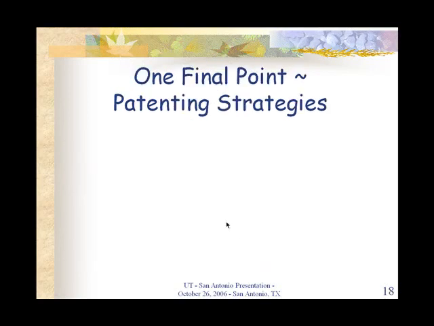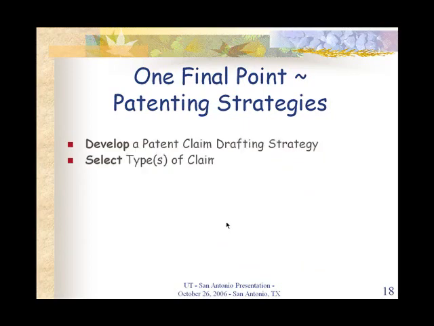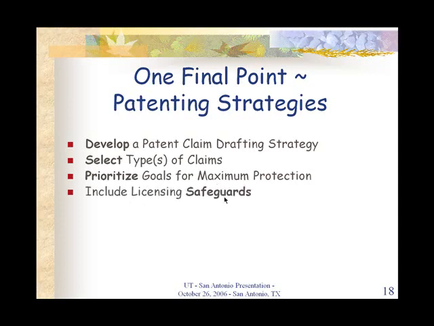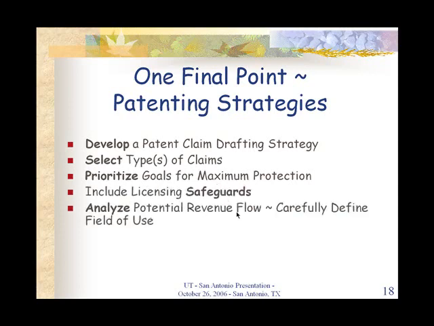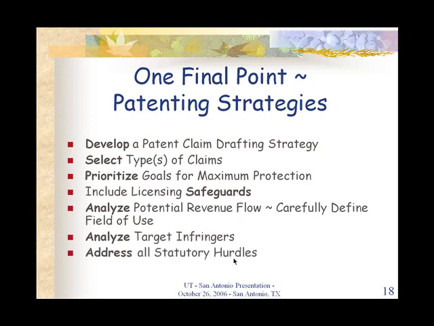So one final point on the patenting strategies. Develop a patent claim drafting strategy altogether. Select the types of claims to be made. Prioritize the goals for maximum protection. Include licensing safeguards. Analyze potential revenue flow. Carefully define field of use. Analyze the target infringers. Address all statutory hurdles.